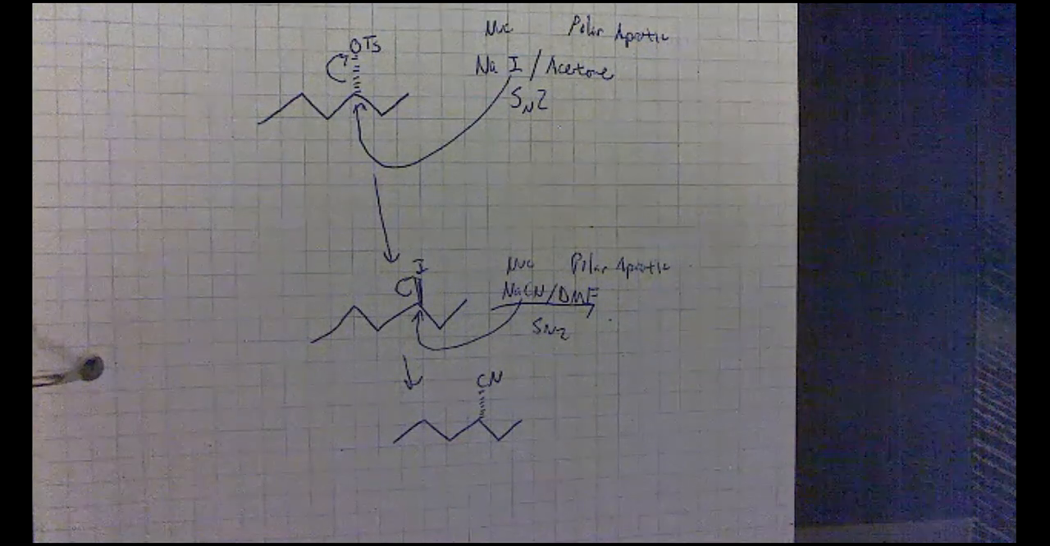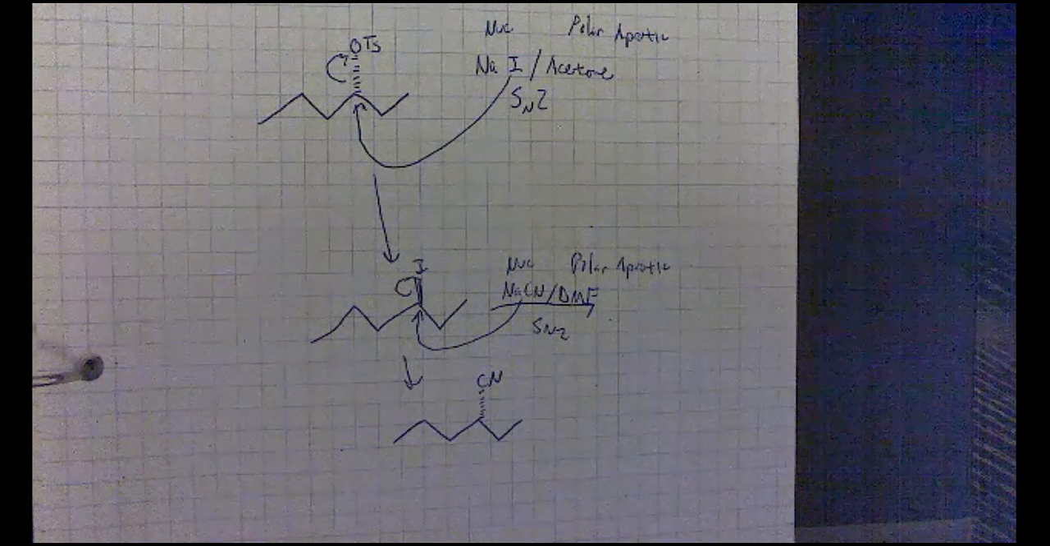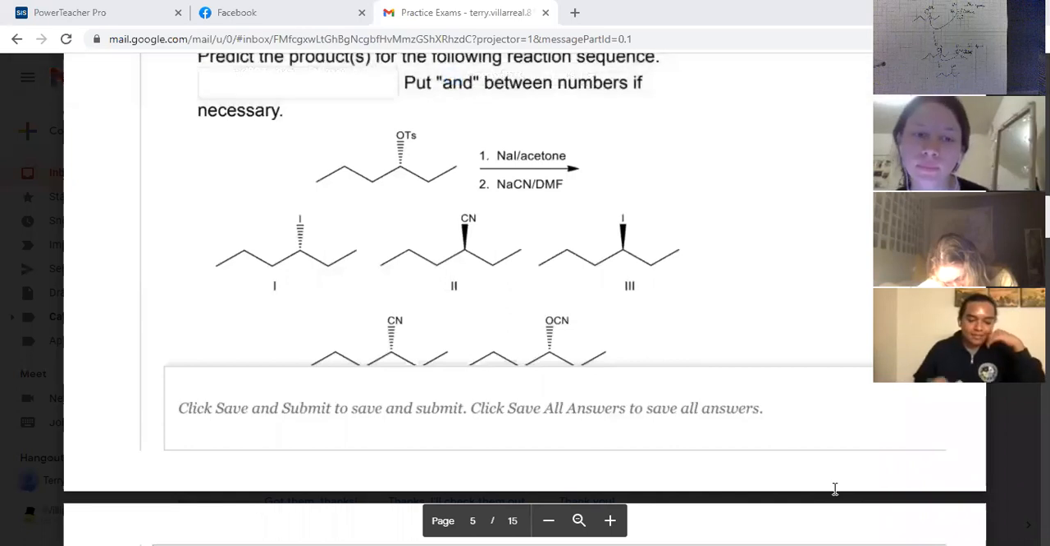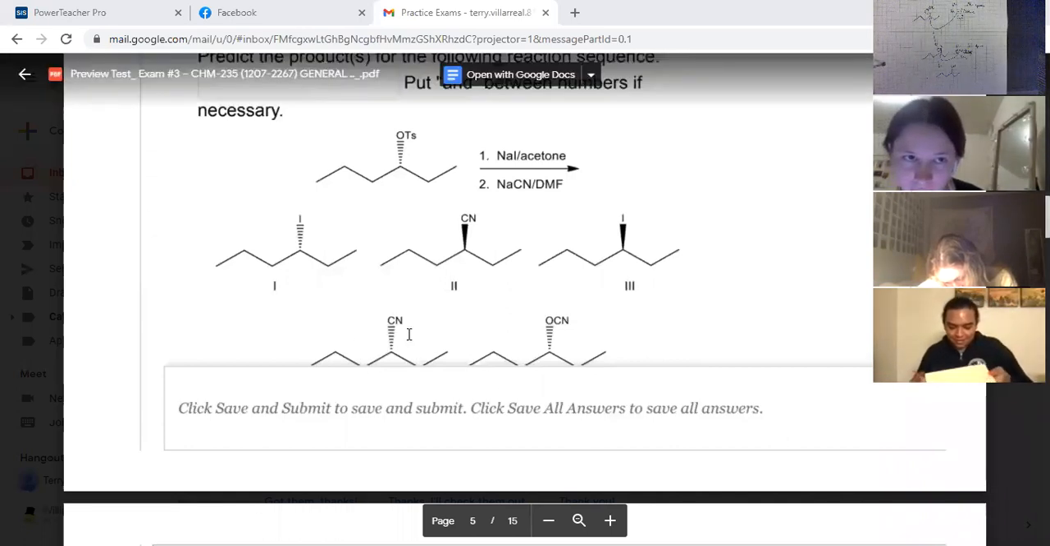All right, so let's go back to our. All right, so here we have this now. So our answer should be 4, this one, CN.